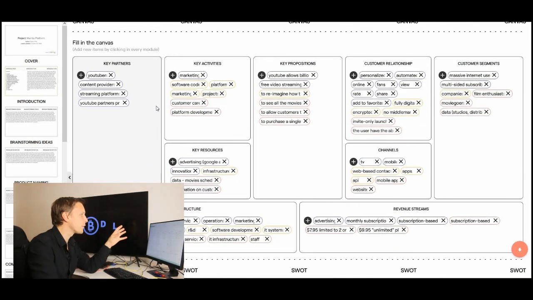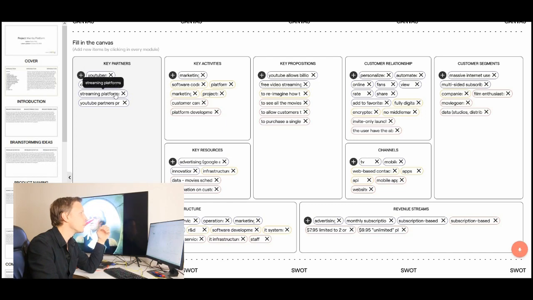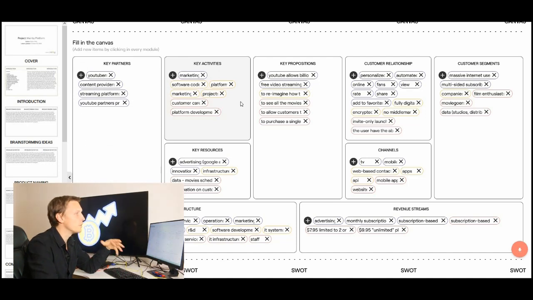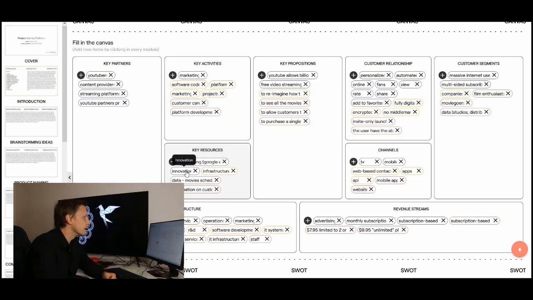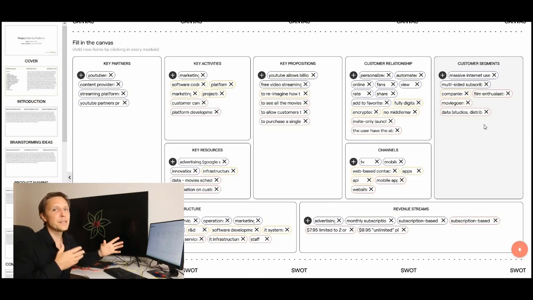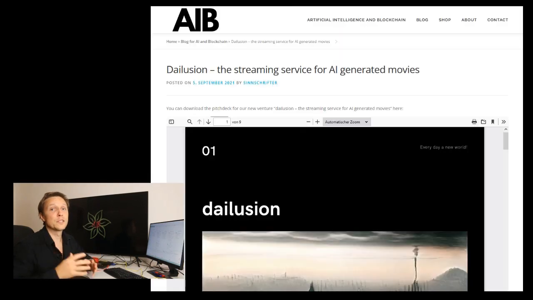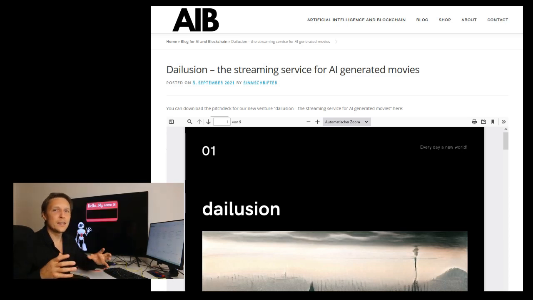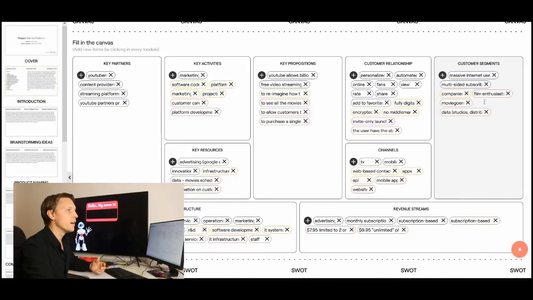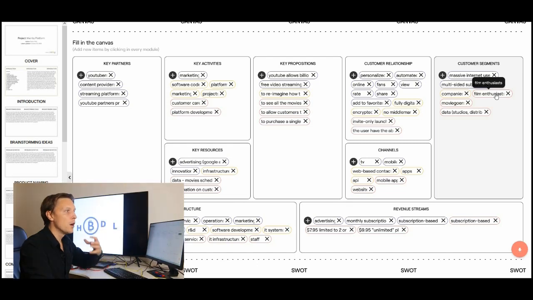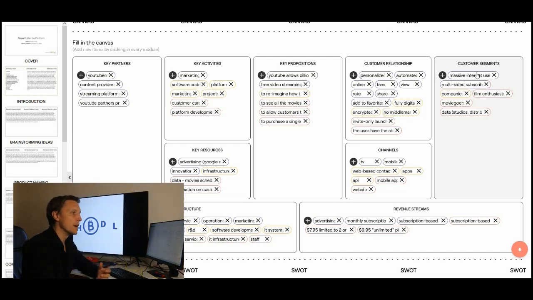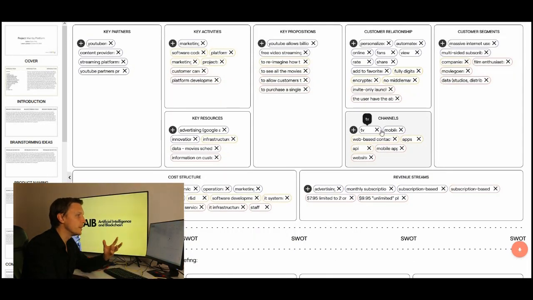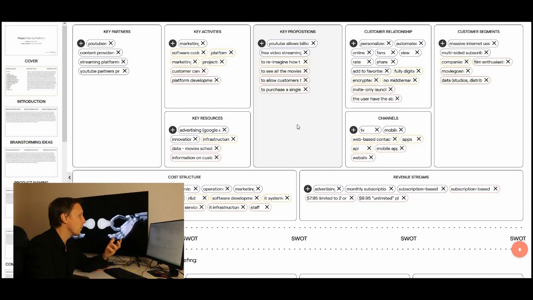So for example, key partners could be YouTubers, content providers, streaming platforms, YouTube partner programs. Key activities of my new company, key resources like advertising, customer segments. For example, for the company I wanted to start, where you find the proposal on the website aiandblockchain.com, which I called before Delusion, the idea is, okay, we make a platform where you get AI generated movie content. Film enthusiasts would be, of course, in my customer segment, or massive internet users. The channels I would be using would be TV, mobile apps, the website, and so on.